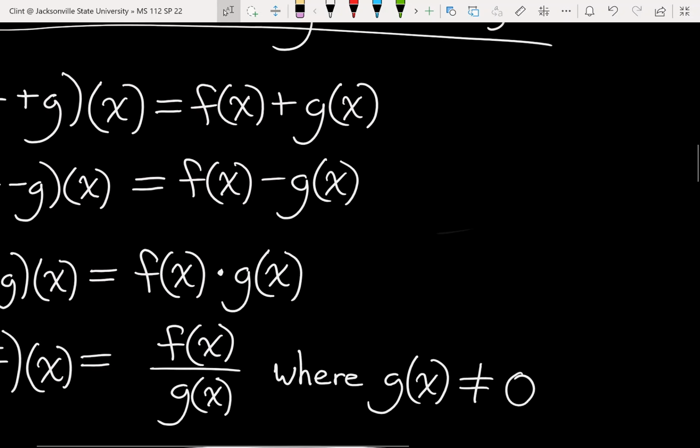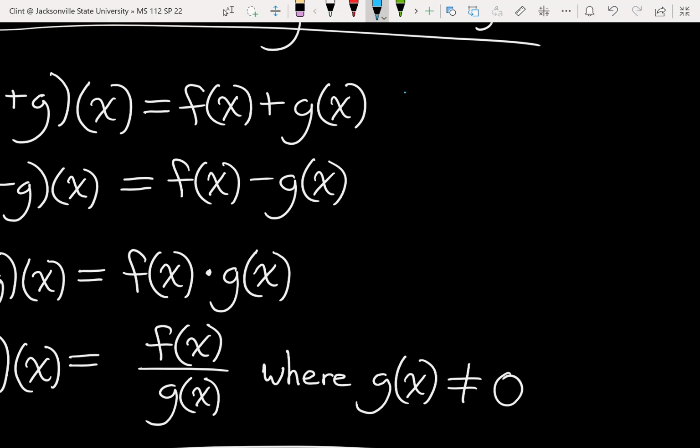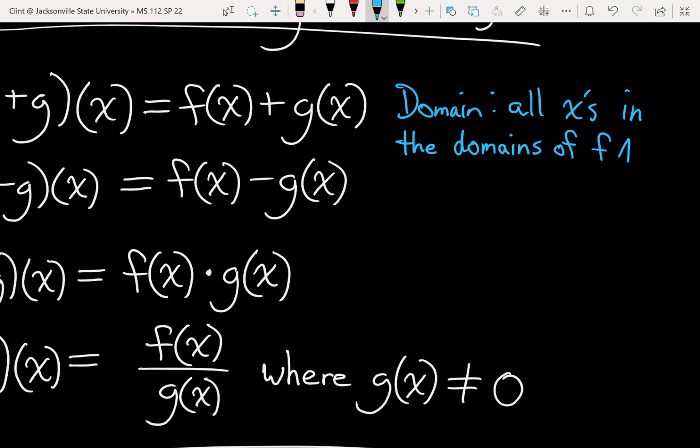So our domain for that first one would be all x's in the domains of f and g. So what that's saying is if there's some x value that's in the domain of f and it's in the domain of g, then it'll be in the domain of our new function. If it's only in the domain of f, not in the domain of g, it's not in the domain of the new one, and vice versa.